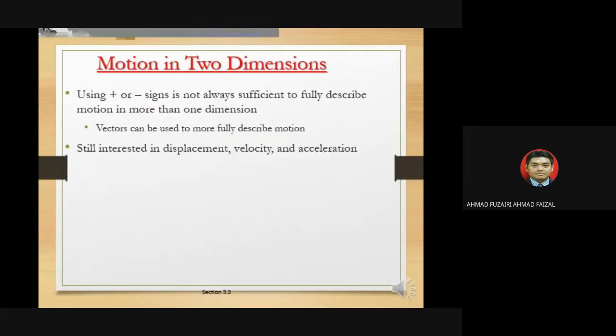Motion in two dimension. By using positive or negative sign, is not always sufficient to fully describe motion in more than one dimension. So, vector can be used to more fully describe motion. And we still interested in displacement, velocity, and acceleration.